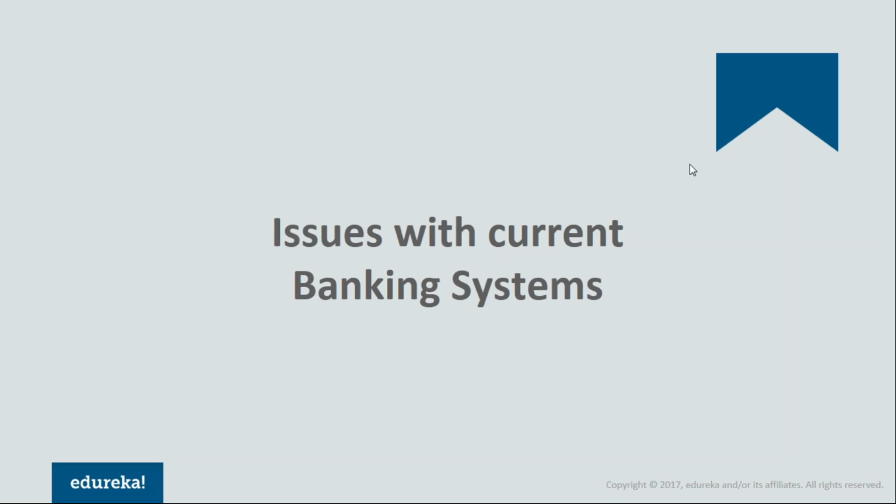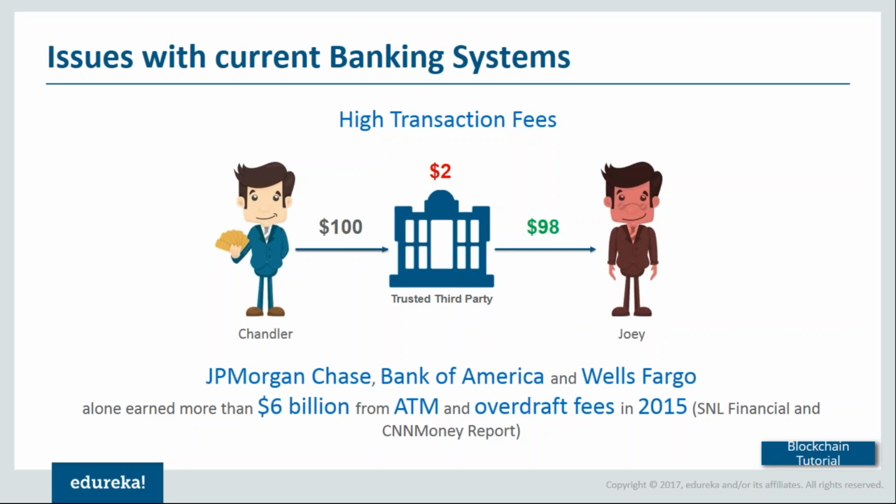But before we go into the parallel system in detail, let's talk about the challenges that are faced with the current existing banking system. The first challenge we'll be talking about is the transactional fees. Let's take a simple example here. When Chandler wants to send $100 to Joey, due to a transactional fee of $2, Joey ends up getting only $98. It may not seem a huge amount, but let's assume that every day there are 10,000 transactions that happen. In those 10,000 transactions, even if it's a 2% commission, it's a huge amount that we're talking about.